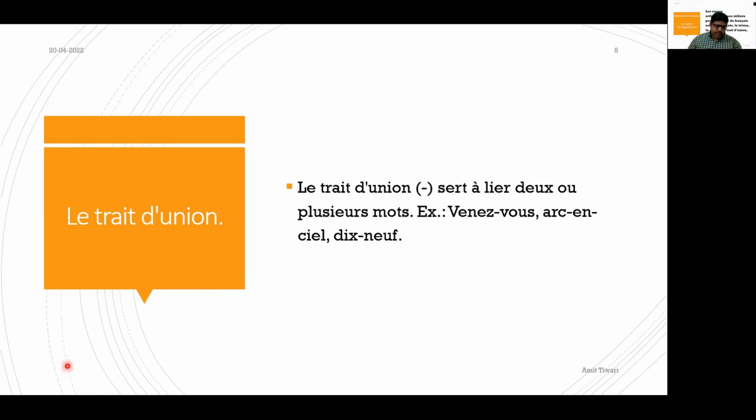Let us proceed further. The next orthographic sign is the trait d'union, like a hyphen. This is going to connect, to unite words. Venez-vous, venez-vous. It's not venez and vous; there are two different words, but they are pronounced together. Accent ciel, accent ciel. So this sign is actually the sign of the union of words. It is going to be put between two words to join both the words so that they can give the proper meaning.